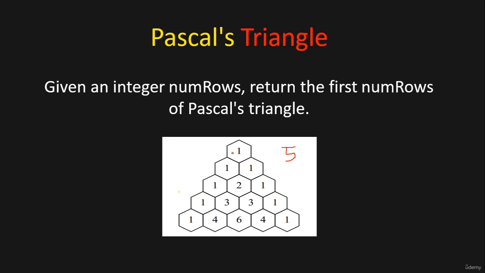For Pascal's triangle, the values on the left and right edges are 1, and each value inside is generated by adding the values from the top. So 1 plus 1 is 2, 1 plus 2 is 3, 2 plus 1 is 3, 1 plus 3 is 4, 3 plus 3 is 6, 3 plus 1 is 4. So we're getting the value by adding the 2 elements on the top from the previous row. This is called Pascal's triangle. If you're given numRows equals 5, we have to return Pascal's triangle of 5 rows.